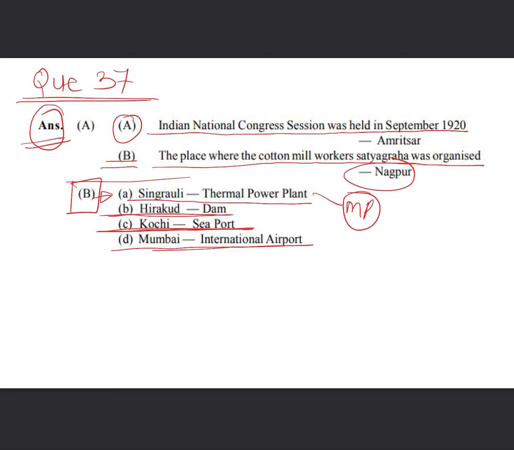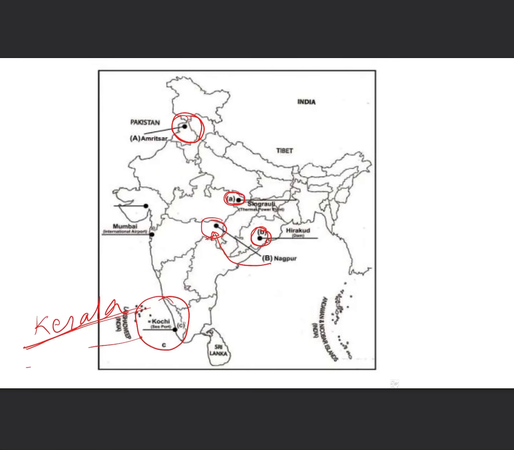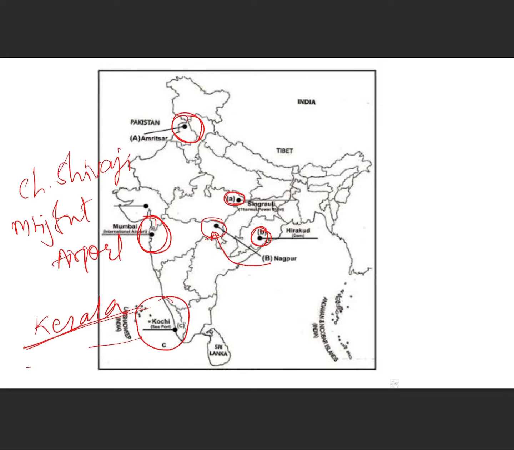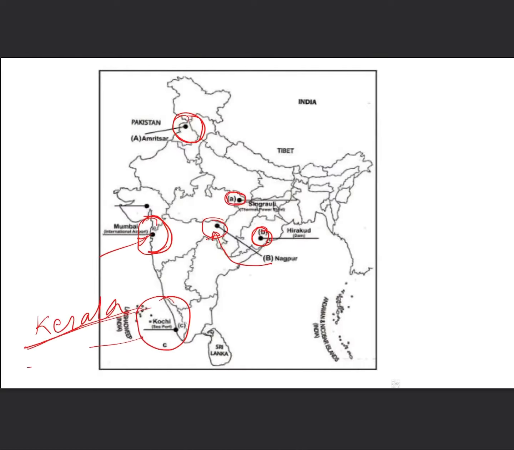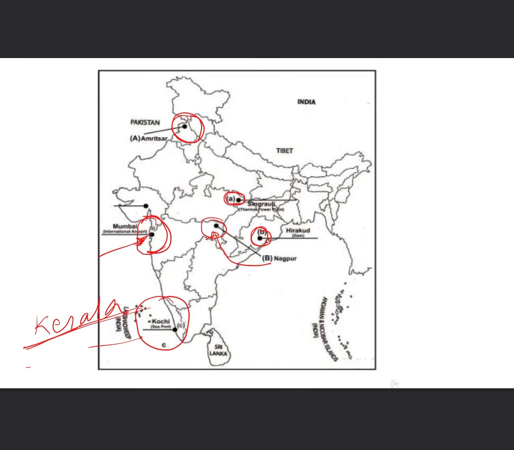D. Mumbai International Airport. So the international airport of Mumbai, that is Chhatrapati Shivaji Maharaj International Airport, is in Mumbai. Okay, this is the international airport. Mumbai International Airport.